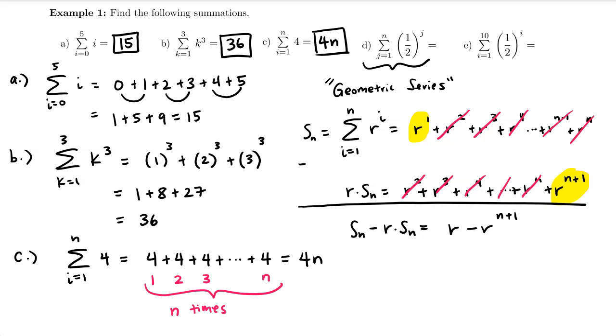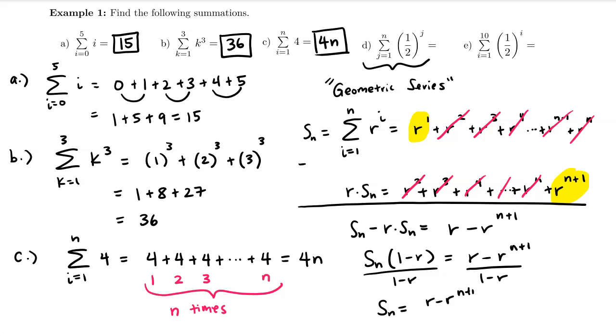Now notice that on the left-hand side, I have s sub n in both terms. And if I factored that out, I would be left with 1 minus r. And my goal is to solve this for s sub n. And so if I divide both sides by 1 minus r, I get s sub n is equal to r minus r to the power of n plus 1 over 1 minus r. And so if I have, in general, a geometric series, this is what the sum is equal to.